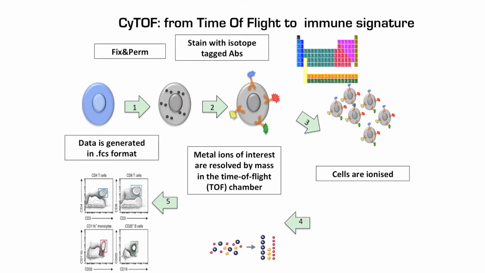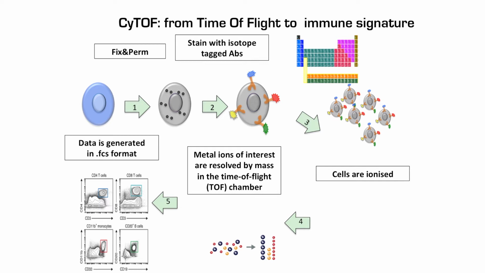And this is the workflow of CyTOF, and those of you who are familiar with flow cytometry will recognize many of these steps. So cells are fixed and permeabilized, they are stained with isotope-tagged antibodies, and we use heavy metals from the periodic table. Then cells, once they've got the antibody on, go through the machine that you will see later, and here cells are ionized and become basically a cloud of ions.